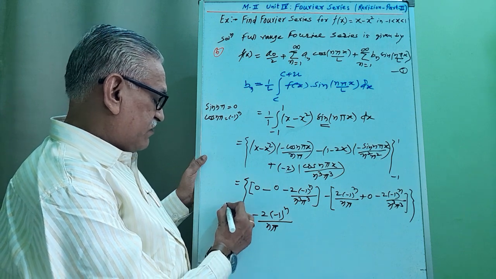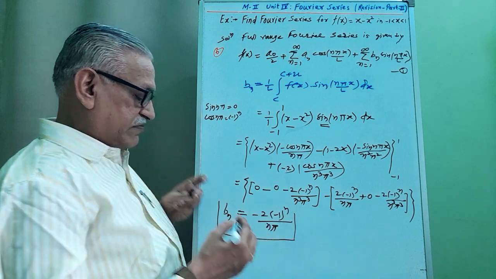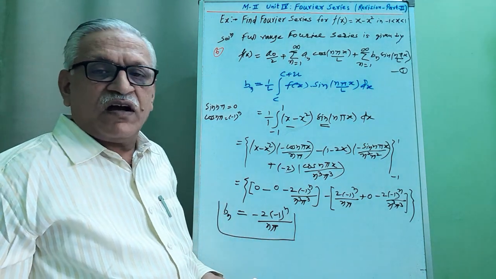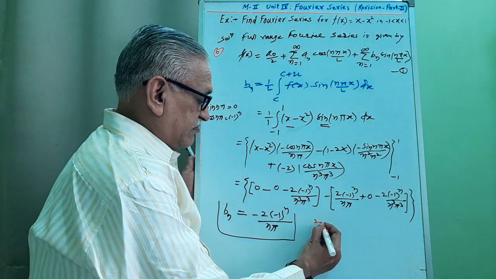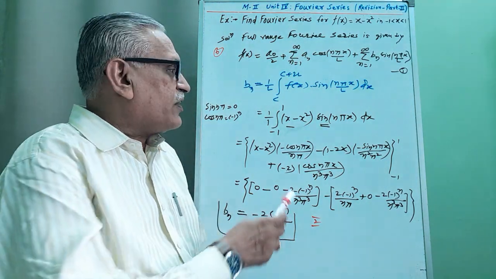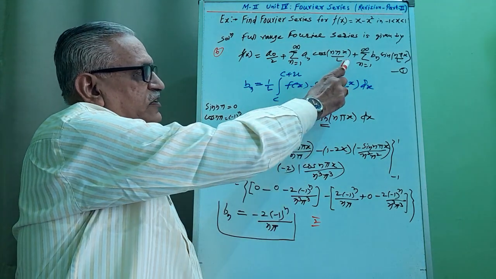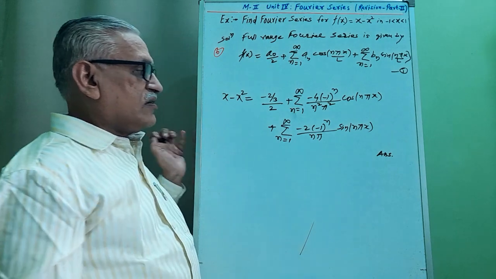That is the value of bn. 2 marks for this if all steps are correct. Then after finding the values of a0, an, bn, substituting them here in equation 1, we get the required Fourier series.